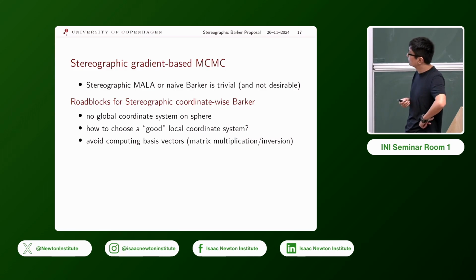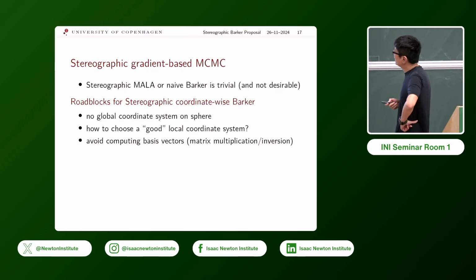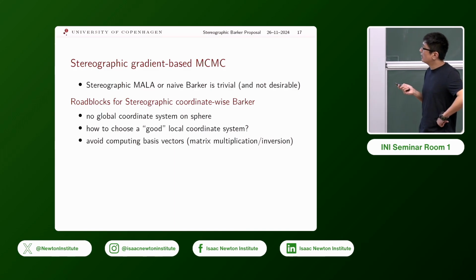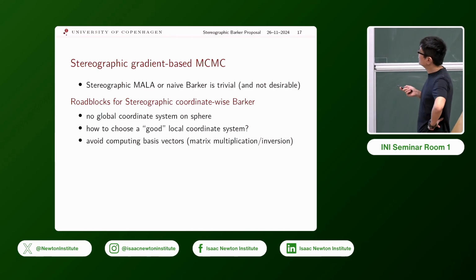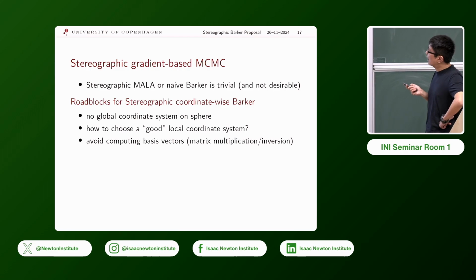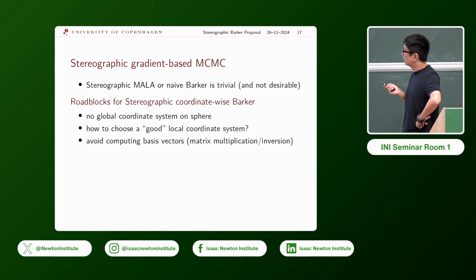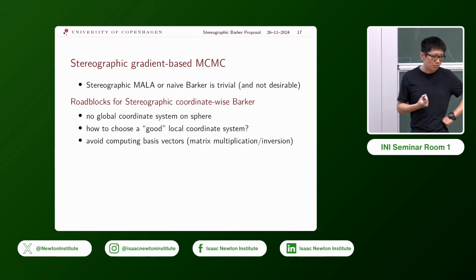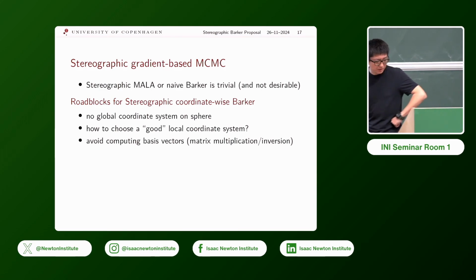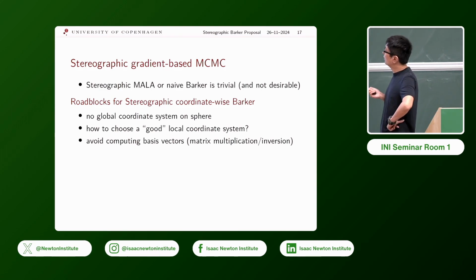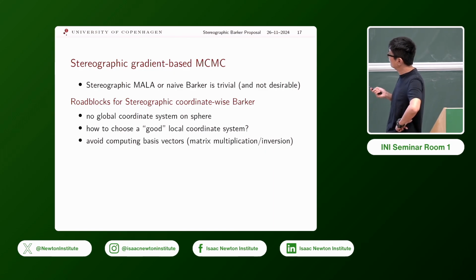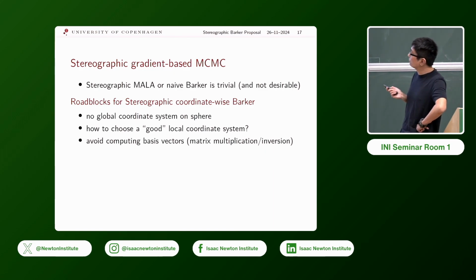The reason is if I have to compute the basis vectors for that d-dimensional Euclidean space, then I have to compute a d by d matrix, right? If I have to do that, then my algorithm definitely will involve a matrix multiplication or matrix inversion. So I will try to avoid any matrix multiplication in my algorithm. In other words, I need to find a way that I can compute a coordinate-wise Barker proposal without using basis vectors or matrix multiplication. But at the same time, I need to guarantee that my gradient in that coordinate system is always in a good direction.